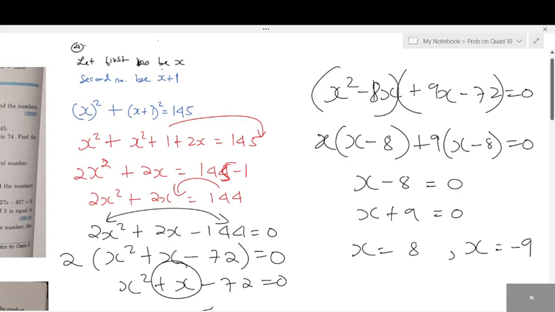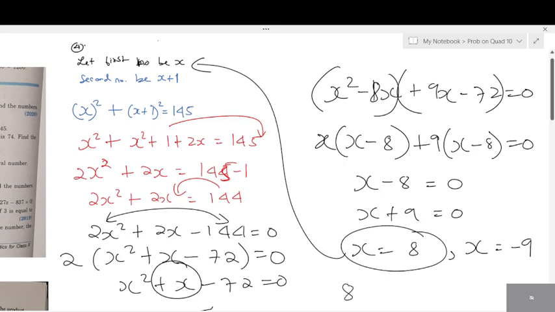Here we need to find the two numbers. Let the first number be x and the second number x plus 1. The positive number is 8. Substitute here. So the two numbers are 8, comma, 8 plus 1 is 9. This is the answer.